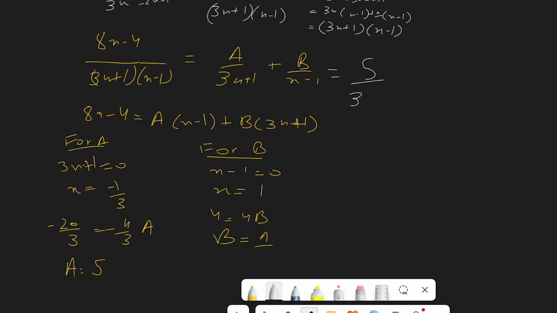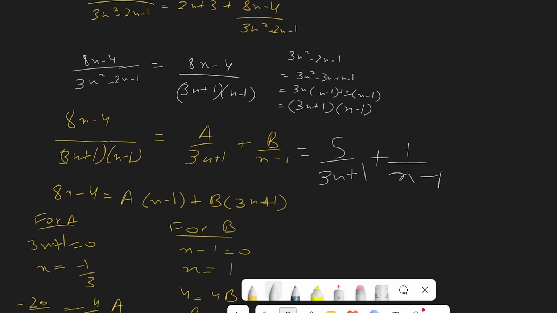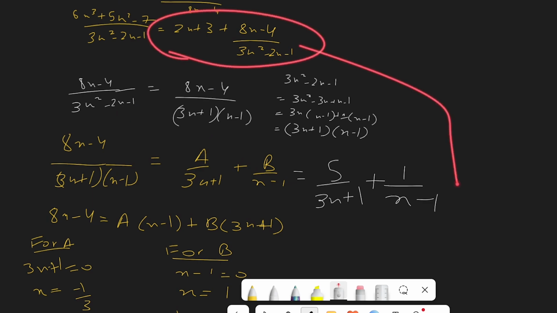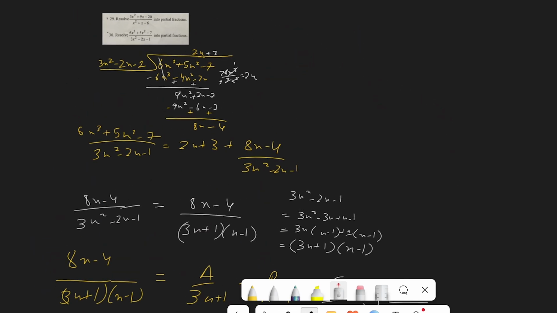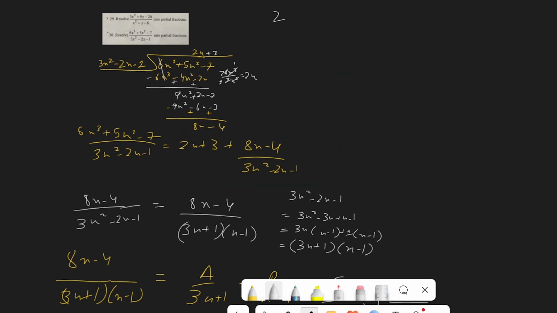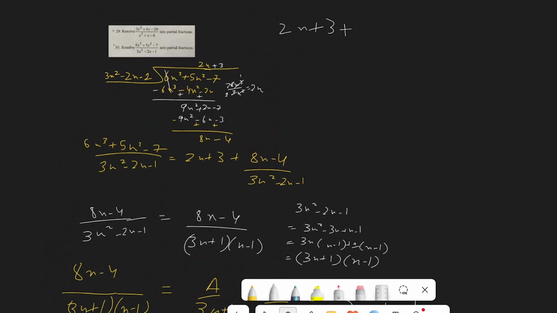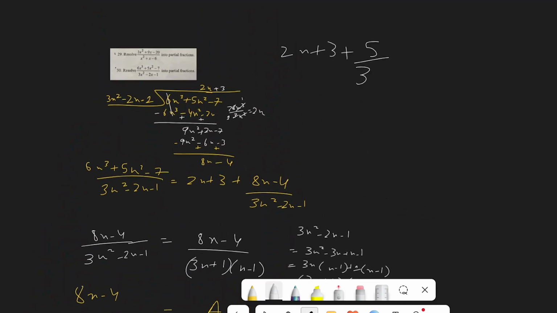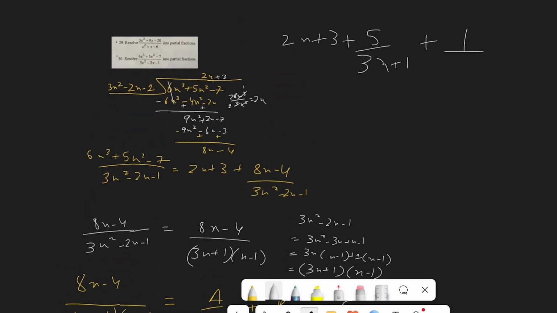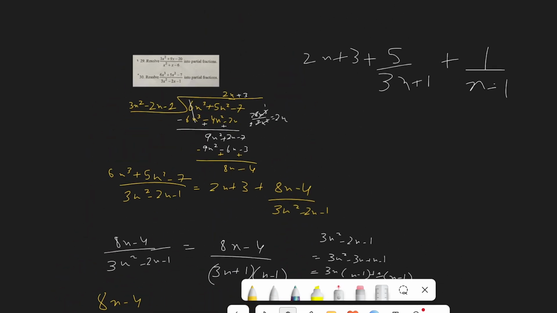The final answer would become 2x plus 3 plus, what is A? 5 over 3x plus 1. Then we have B as 1, plus 1 over x minus 1. Okay, that is it for this question.